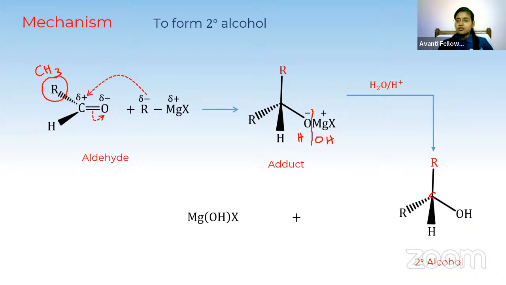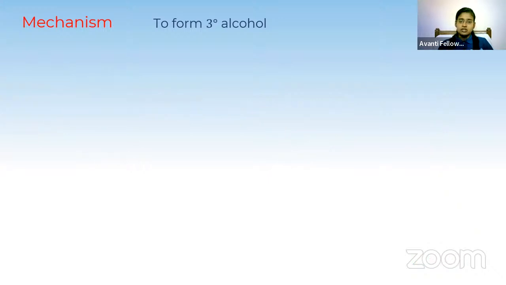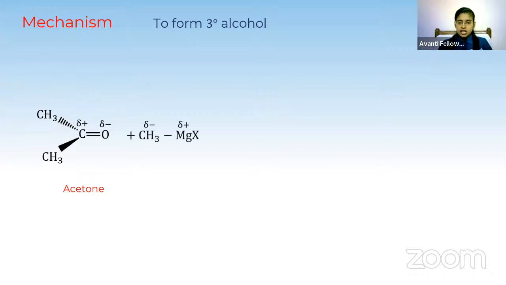Now, to form the tertiary alcohol, we have to take a ketone, right? Here I have taken acetone. Acetone means the two alkyl groups are CH3, both the groups will be CH3. First add CH3MgX, methyl magnesium halide, which I have taken. This is the R group of the Grignard reagent, right? That has to go to carbon and MgX has to go to oxygen.